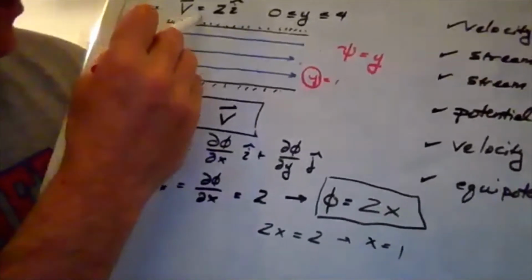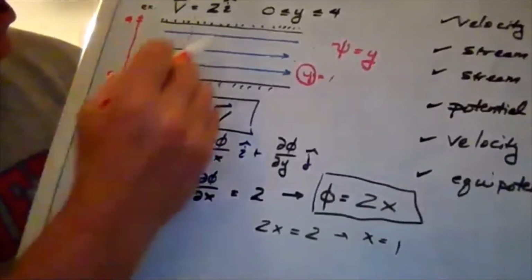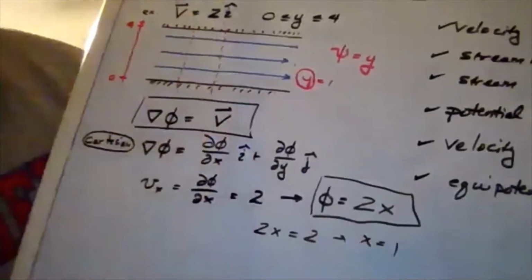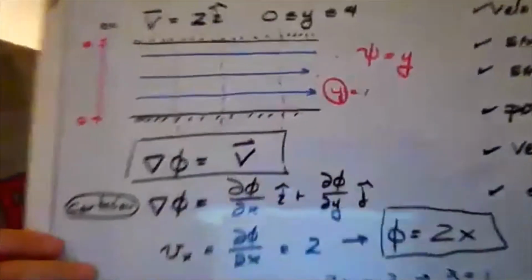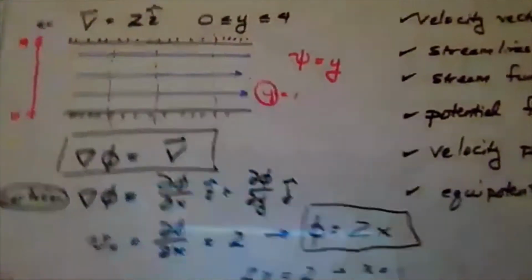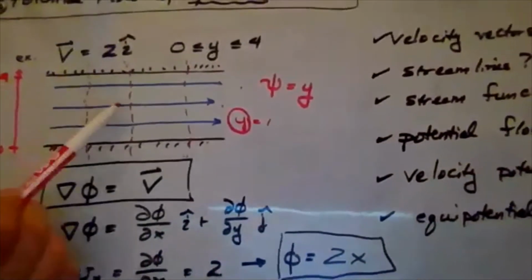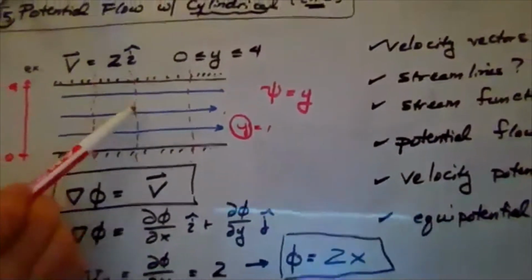So we would add a vertical equipotential line here like this, another equipotential line maybe at 2x equals 4, etc. We'd have equipotential lines looking like that. And hopefully you remember the idea that the equipotential lines are perpendicular to the streamlines.